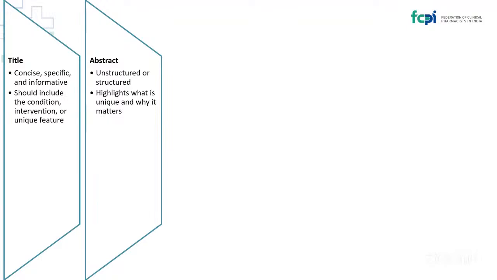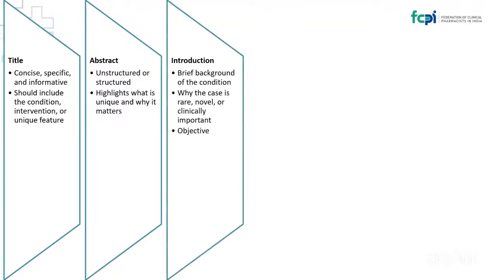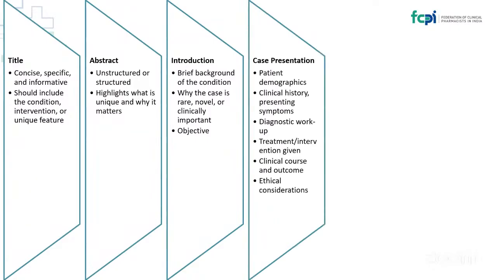Your abstract should highlight why you are presenting this case report. It should highlight the unique feature that you are introducing. In the introduction, you should give a brief introduction of the condition you are looking at, then why the case is rare and why it needs to be addressed. That should be highlighted in your introduction, and obviously you should mention the objective of your study. In case presentation, you should give the whole detail of your patient, like patient demographics, their clinical history and presentation, their symptoms, the diagnostic workup done, and what treatment and intervention was given to the patient.